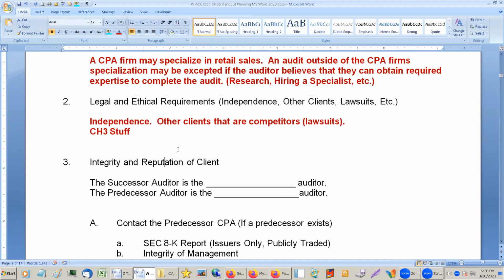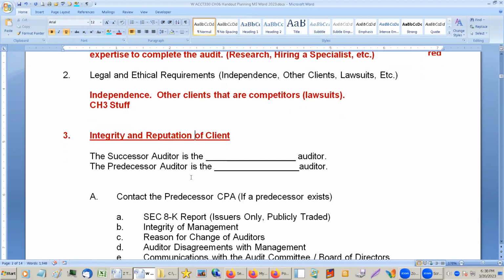Okay, number 3 is probably the most important one, and the AICPA will undoubtedly tell you this is the most important one. The integrity and reputation of the client. If you ever see a CPA question that asks which one of these is most important, and they have integrity of the client, that's the answer. It's virtually always going to be the integrity of the client. That's the most overriding thing. You cannot be associated with people of ill repute.